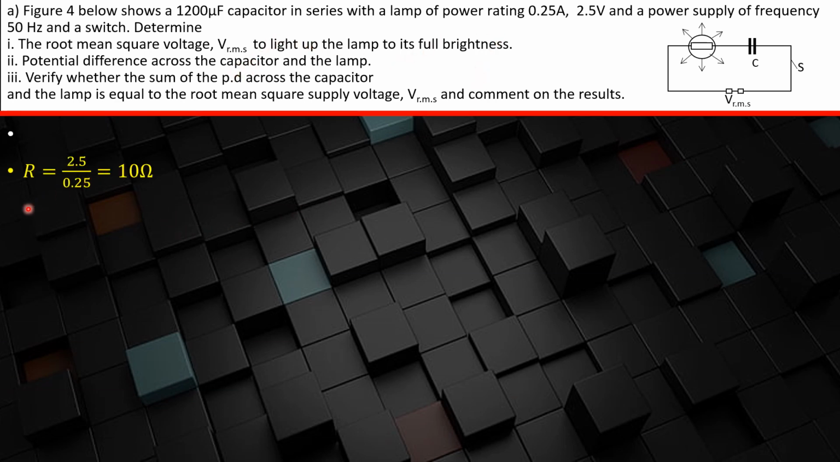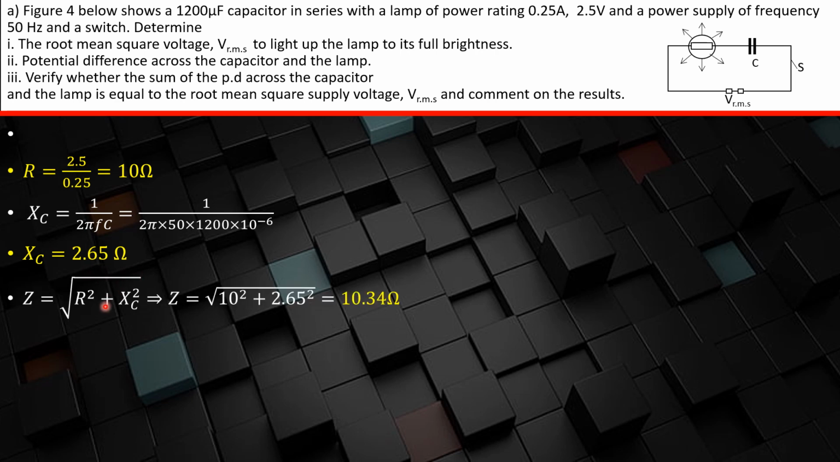Okay, so of course we have the voltage reading of the lamp and the current reading, and so we can get the resistance of the lamp, right? We can also get the reactance of the capacitor, of course 1/(2 pi f C), where f is the frequency and C is the capacitance. Putting all those in, you get the reactance of the capacitor to be 2.65 ohms. Now you can get the total impedance in the circuit by simply getting the square root of R squared plus Xc squared, and that gives us 10.34 ohms.